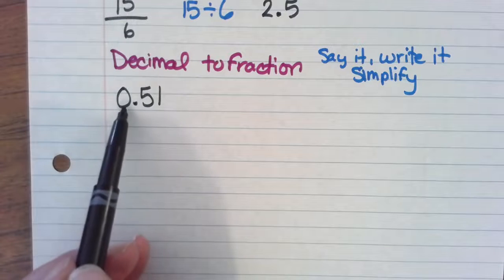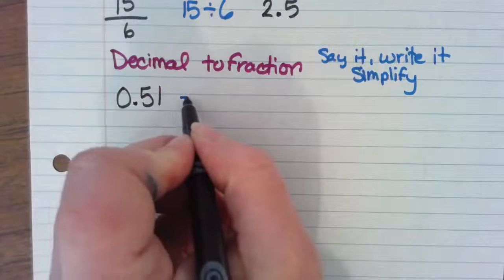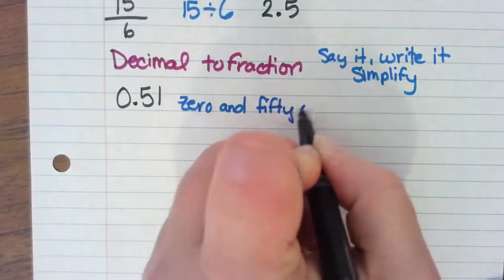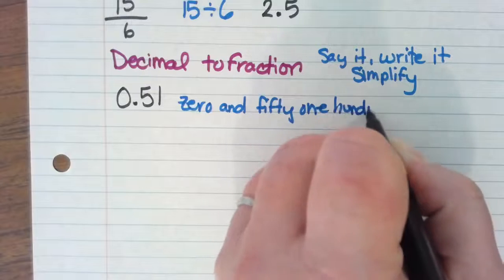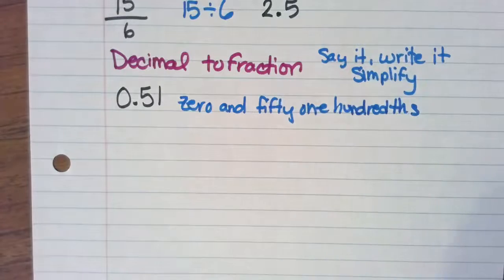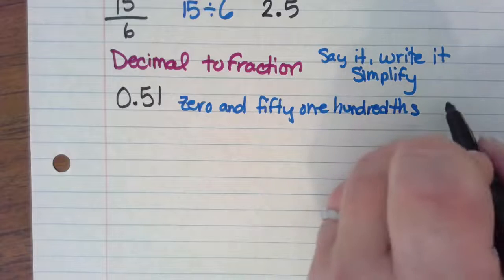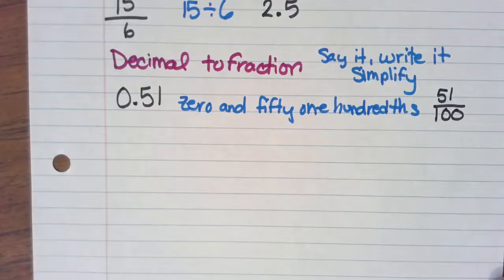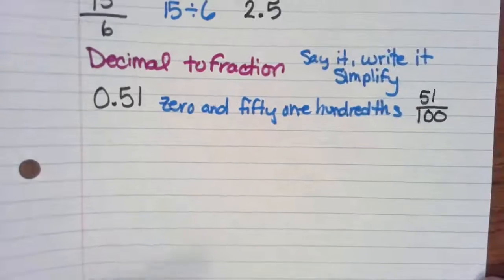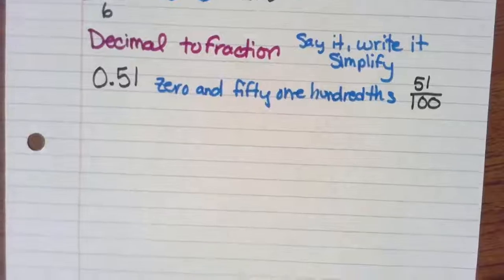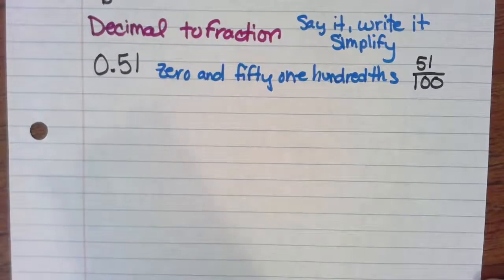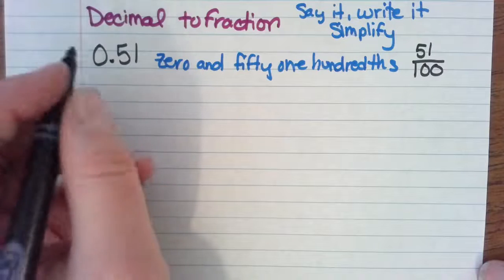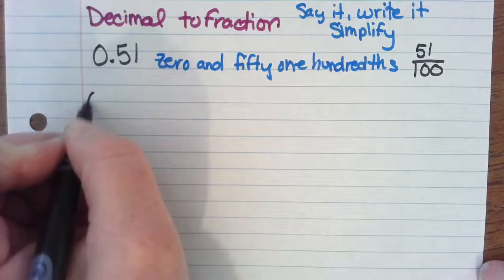She would say 0 and, we'd say 0 and 51 hundredths. Okay, so you say it out loud, and then all you have to do is write that. 0, we don't need to write the 0, and then 51 hundredths. And that's it. That's how you write it. Oh, and that one doesn't need to be simplified because it doesn't have any common factors. The only factors of 51 are 3 and 17. And so that doesn't share any factors with 100.